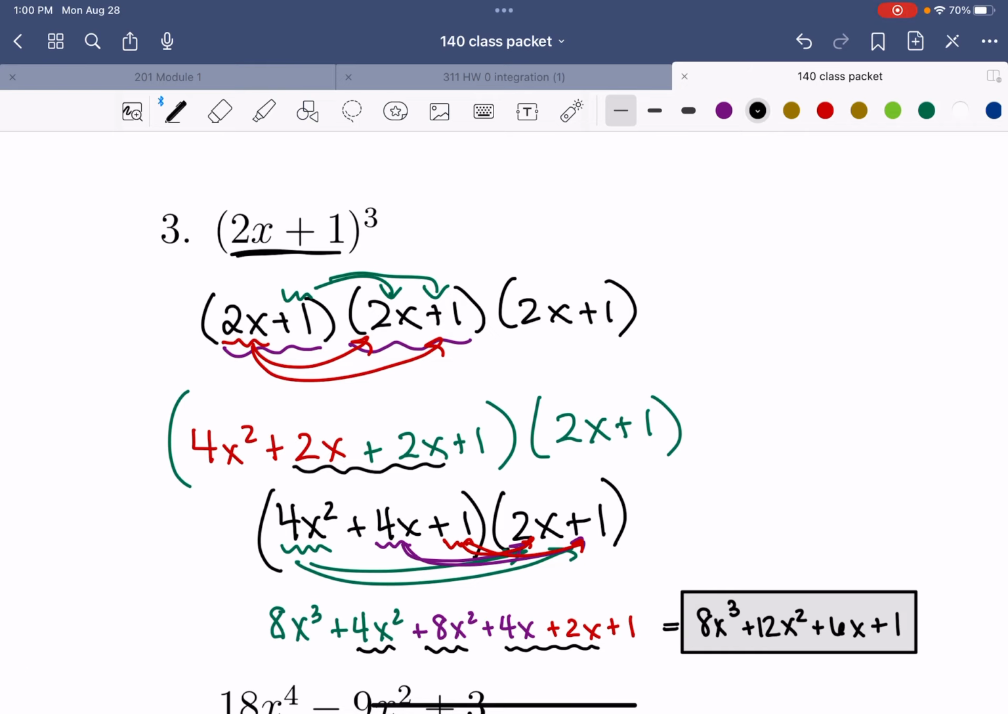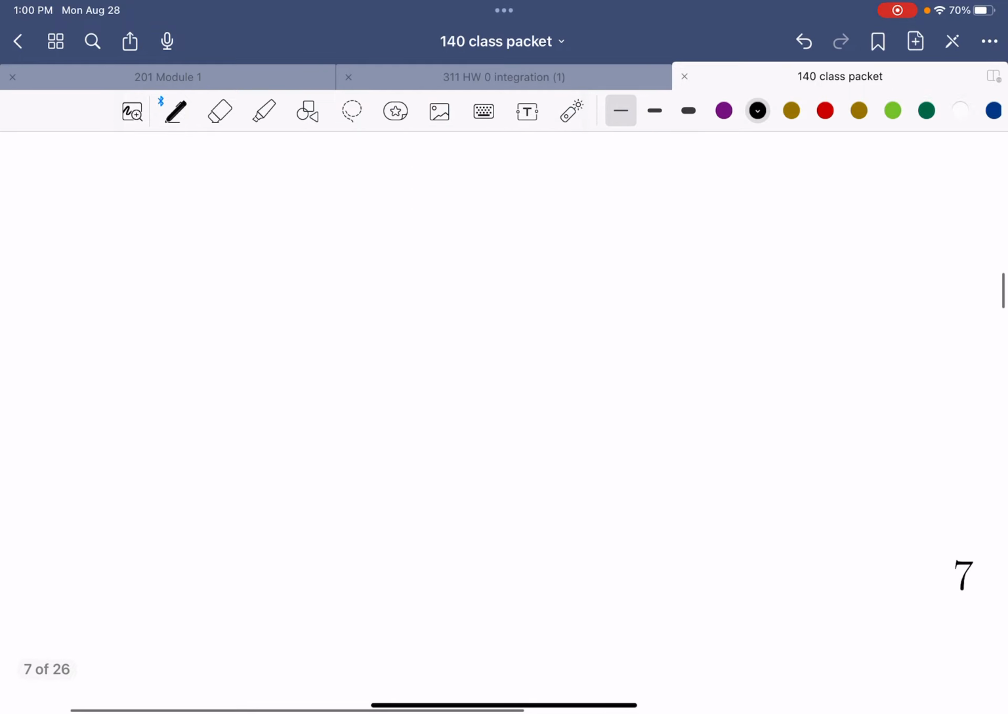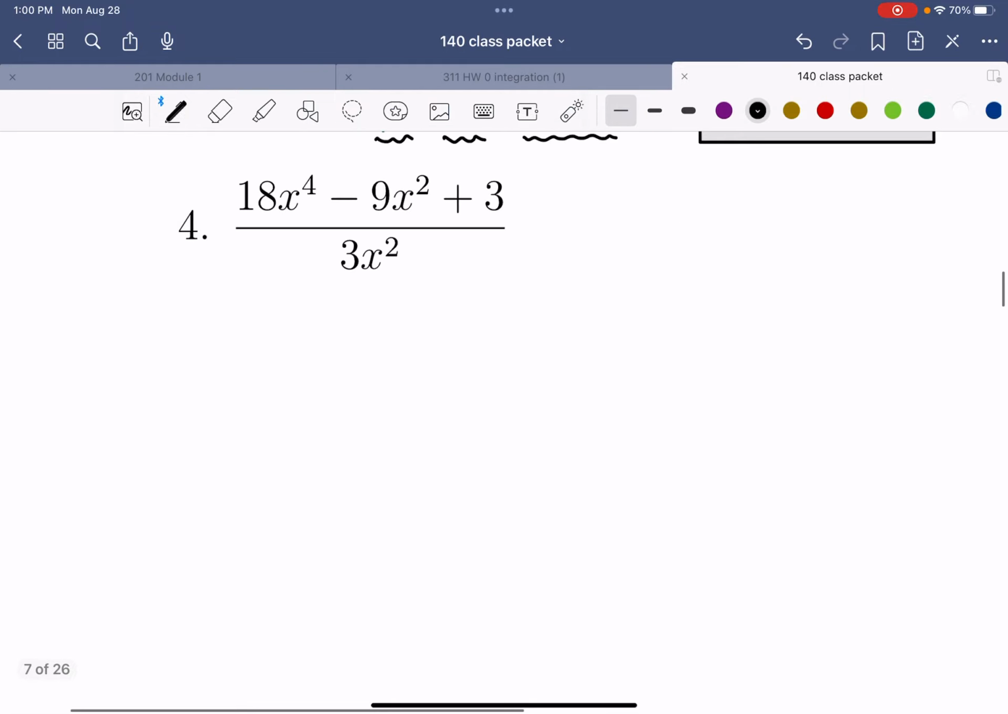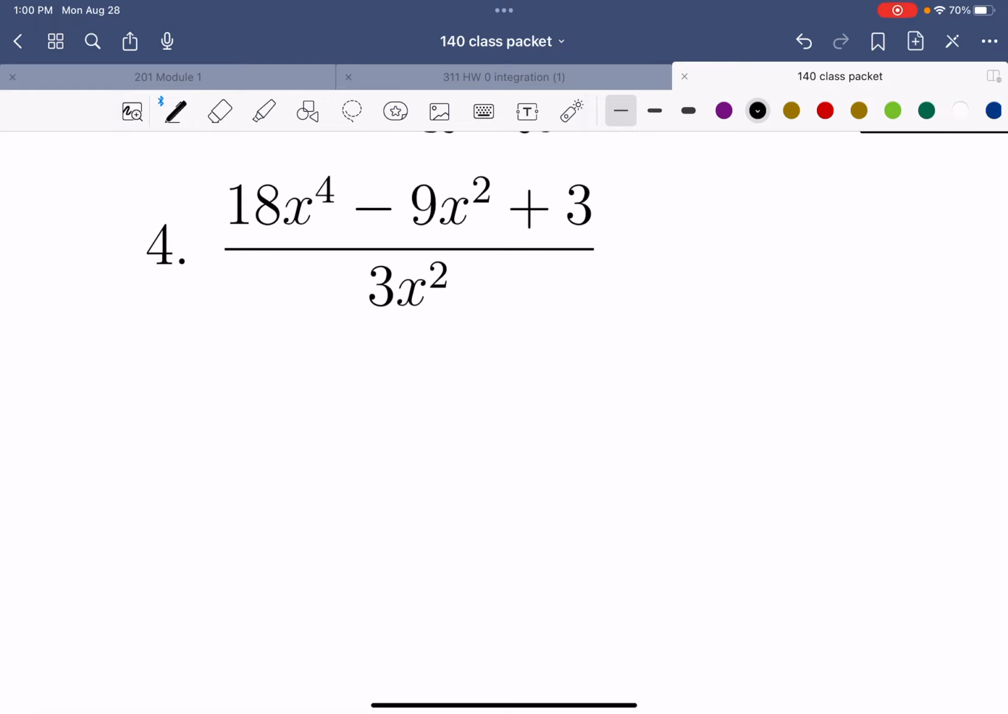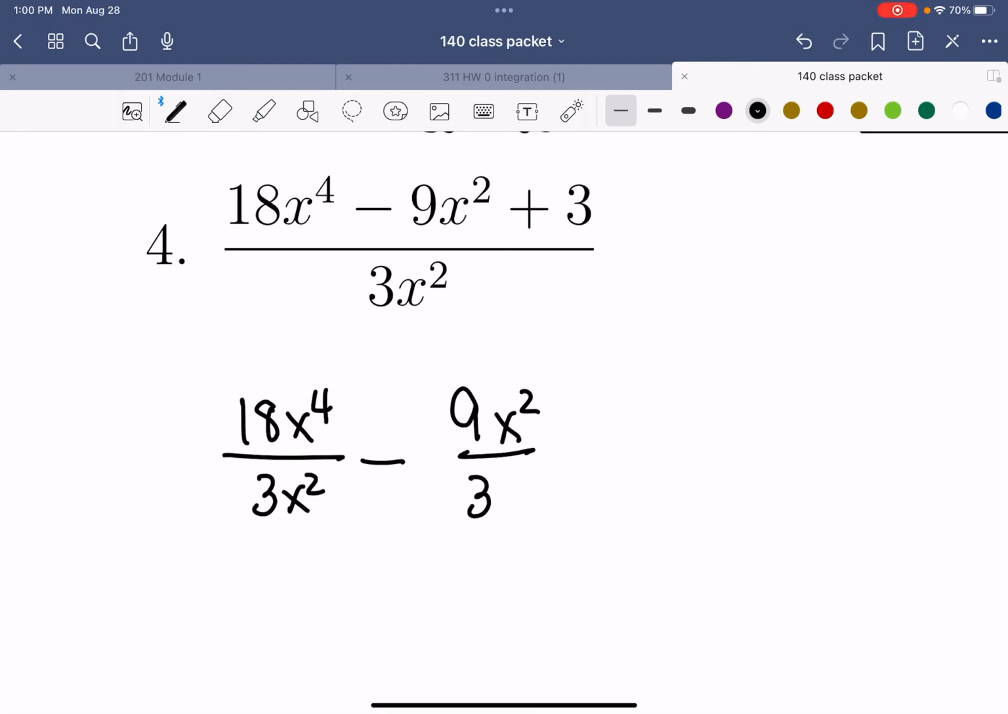All right, on to number 4. All right, here we have division. So we're dividing through by 3x squared. So when I do this, I share the division for each term in the numerator. So I have 18x to the fourth, and we're going to divide that by 3x squared. Minus 9x squared over 3x squared plus 3 over 3x squared. So I just took each piece in the numerator, each term, and divided it by the denominator.